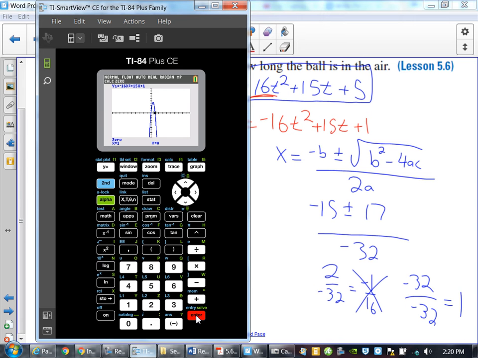For this problem, yes, it does work out because the zeros are usually fine. Okay? Sometimes they're not as clean. Okay?